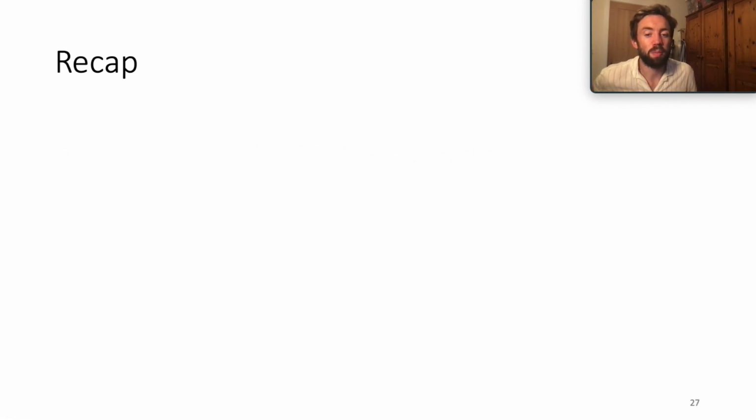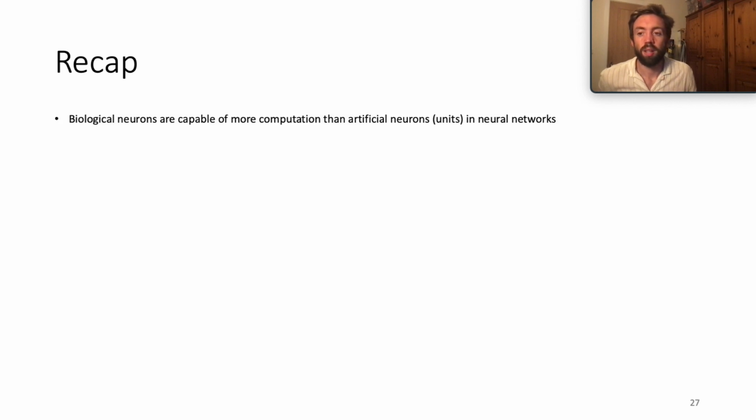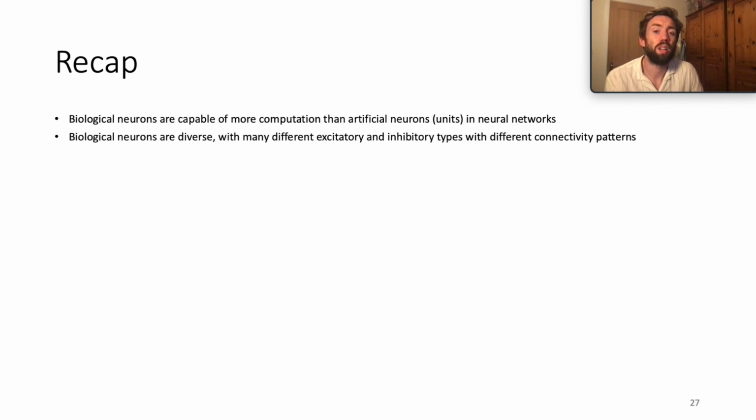So to recap what we talked about today, biological neurons are capable of more computation than artificial units or neurons in neural networks. They seem to be equivalent to at least a two-layer neural network. But biological neurons are themselves very diverse, with many different subtypes of excitatory and inhibitory neurons, as well as neuromodulatory neurons that release other transmitters such as dopamine, serotonin, etc. We saw that there are different sensory hierarchies in the cortex, and we focused in particular on the visual hierarchy as one very good example.